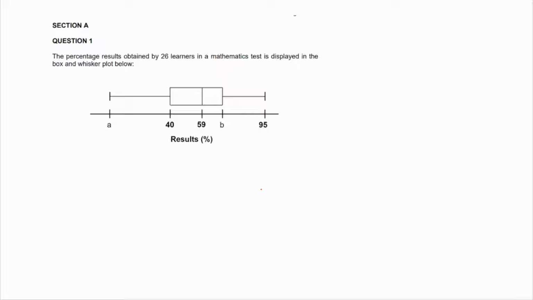Okay, let's get started. Question 1, they say the percentage results obtained by 26 learners in a maths test is displayed in the box and whisker plot below. So very important, we've got 26 learners, and let's have a look. Here's 40, this is our Q1, 59 is Q2, also known as our median, B is an unknown, A is an unknown. So A is our minimum, and 95 is our max, and B is our Q3, our third quartile. So these are the results.